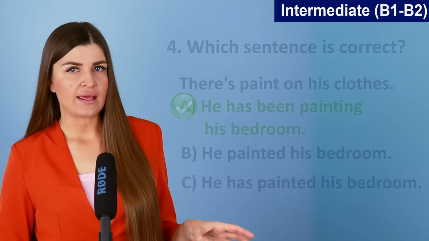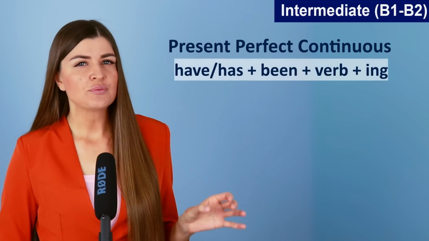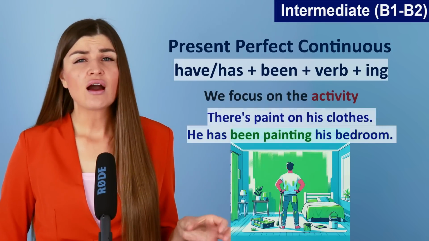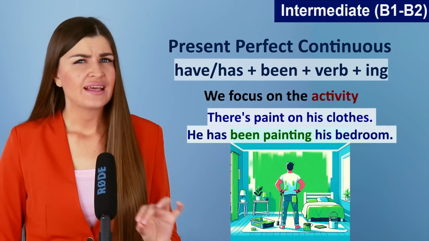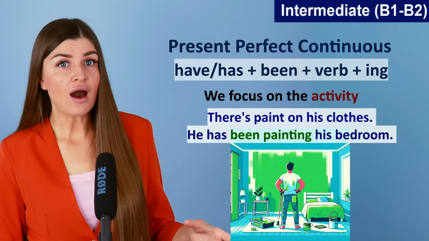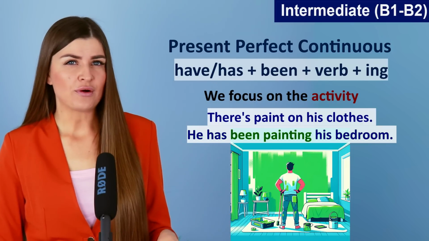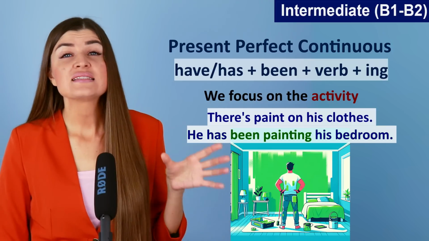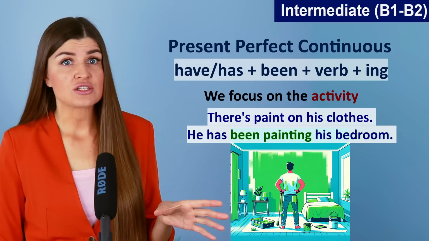Has been painting is the present perfect continuous tense. We're thinking of the activity. It doesn't matter whether it has been finished or not. In this example, the activity, painting the bedroom, has not been finished.